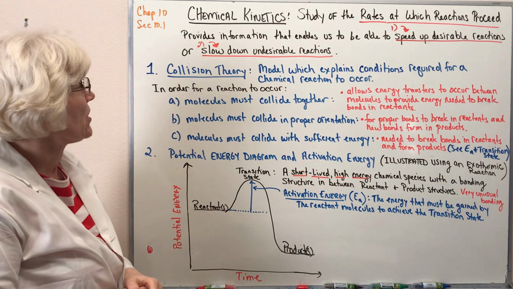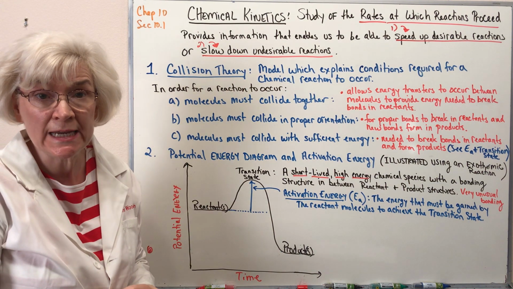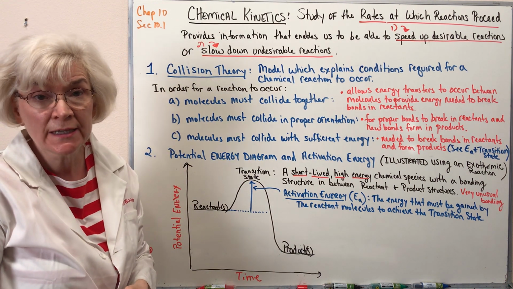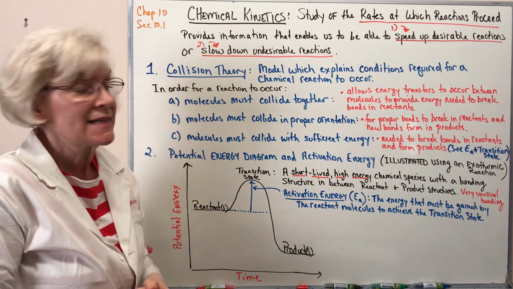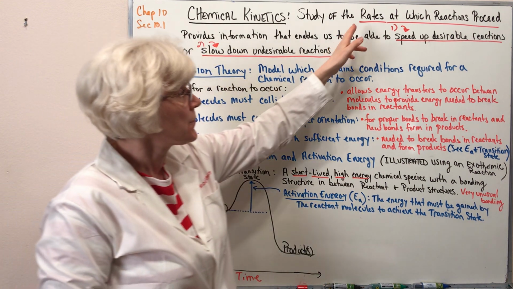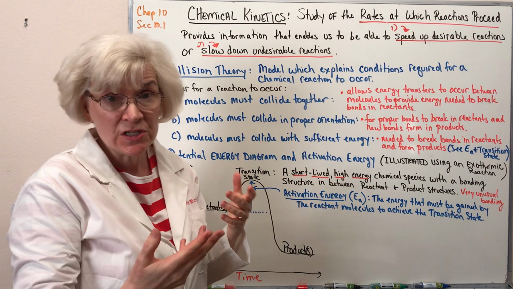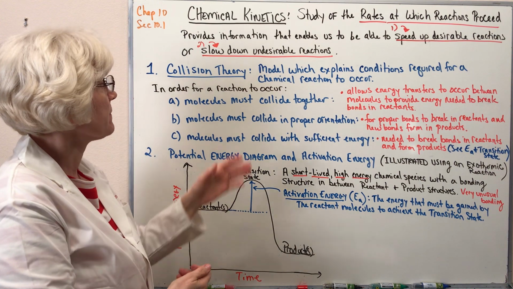We're now going to turn our attention to a concept known as chemical kinetics. This information in Chem 2A is found in Chapter 10, Section 10.1. Chemical kinetics is the study of the rate or the speed at which reactions proceed. How fast is a reaction going?